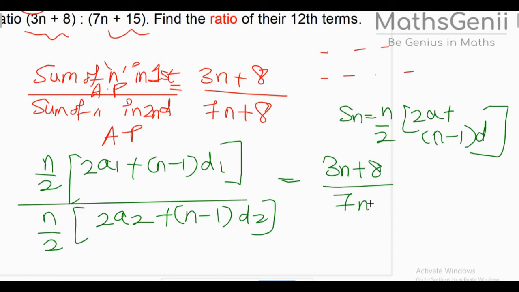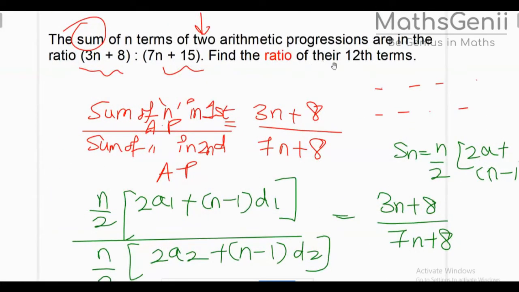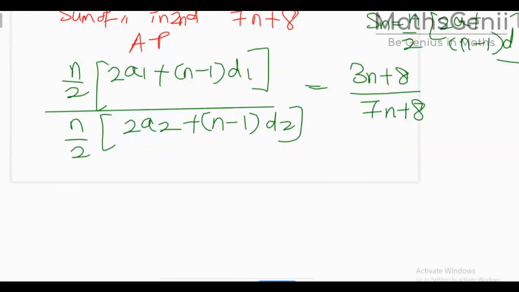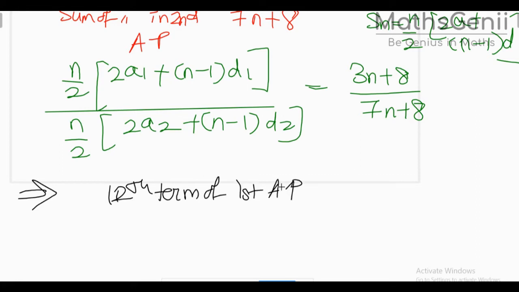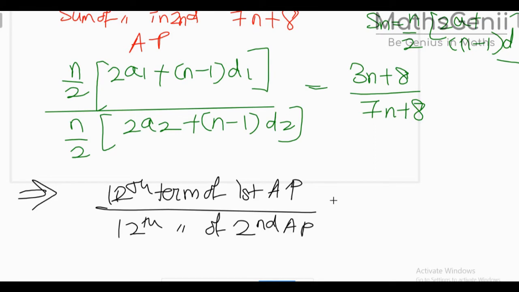Okay, till now I have just explored the first sentence of the question. Now let's read the second sentence of the question. Find the ratio of their 12th terms. So now what I want to find is the 12th term. According to the question, I have to find the 12th term ratio: 12th term of first AP upon 12th term of second AP.